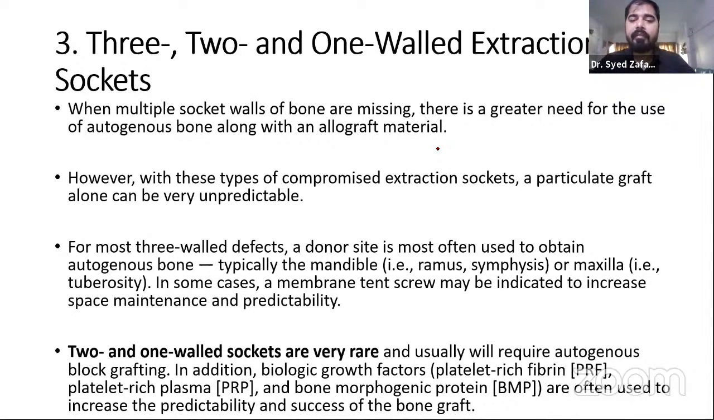Okay. Then we can also mix with PRP, PRF, spongy bone graft. We can also mix this kind of thing with it, because they have growth factors in it, they will induce the healing process, and there will be a good healing, and the outcome will be huge.